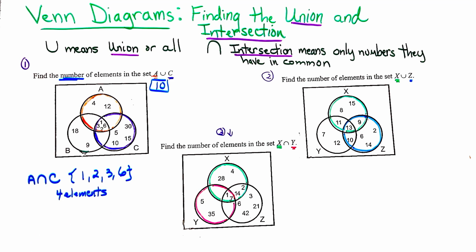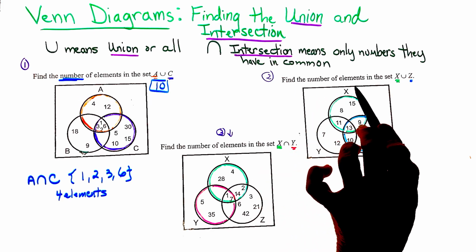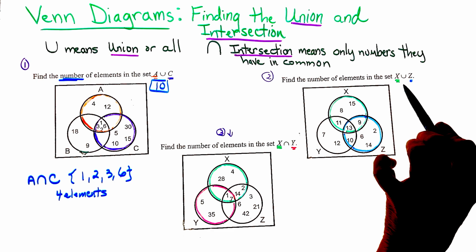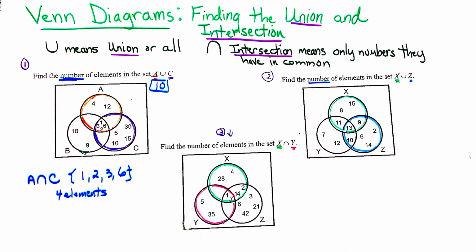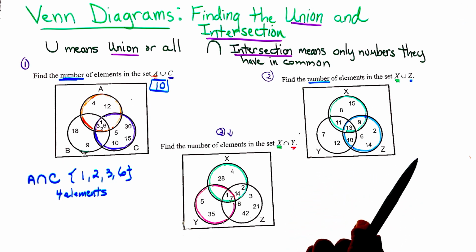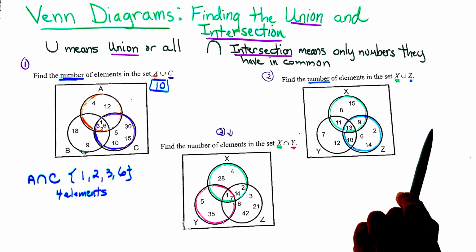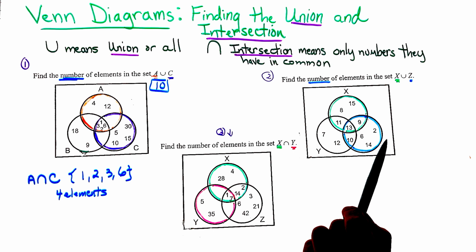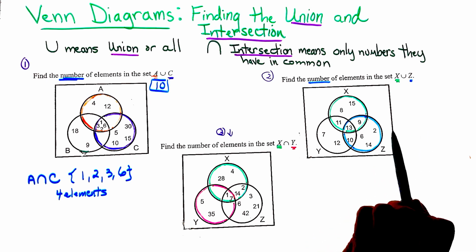A lot of little vocabulary to remember. So let's look at number 2. It says find the number of elements in the set X unites with Z. Again, we want to know how many numbers in combination are there in X and Z. Well, my X is outlined in green and my Z is outlined in blue. And if it's union, we're going to count all of the members. However, we are not going to count the overlap twice.